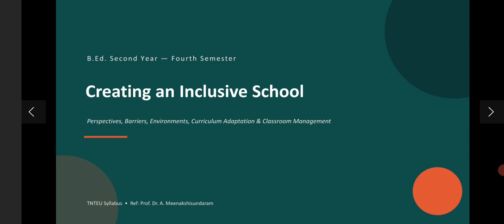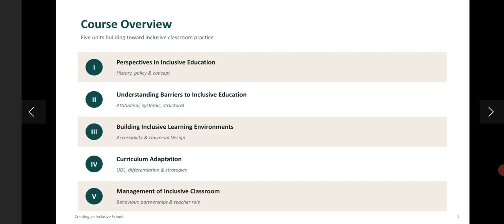We have 5 units. The first is perspectives in inclusive education, that covers history, policy and concepts. The second unit is understanding barriers to inclusive education, where it covers attitudinal, systemic, structural. The third unit covers building inclusive learning environments, and it covers accessibility and universal design. The fourth unit is curriculum adaptation, that covers UDL, differentiation and strategies. And the fifth unit, finally, is management of inclusive classroom, that covers behavior, partnerships and teacher role.